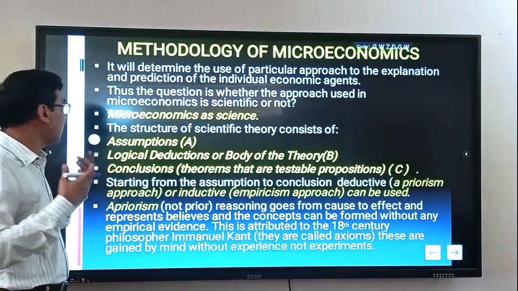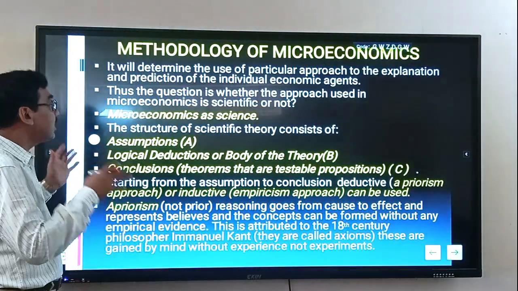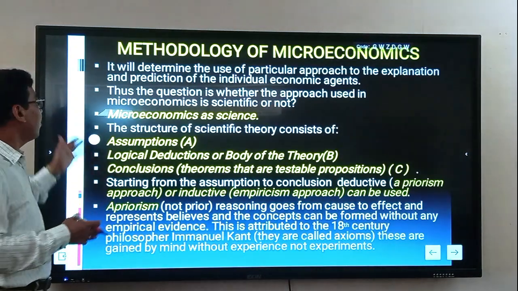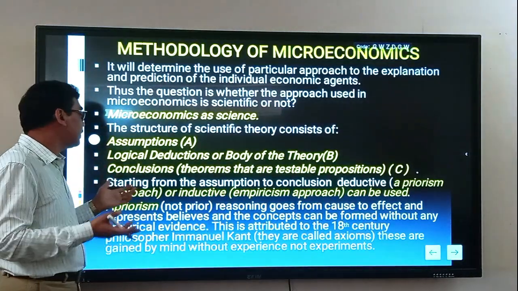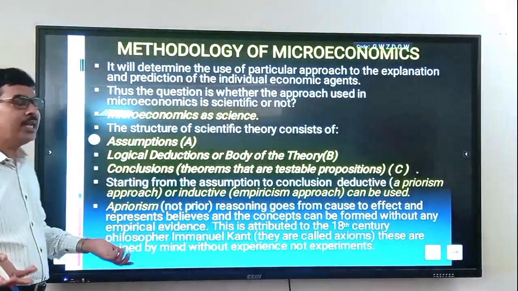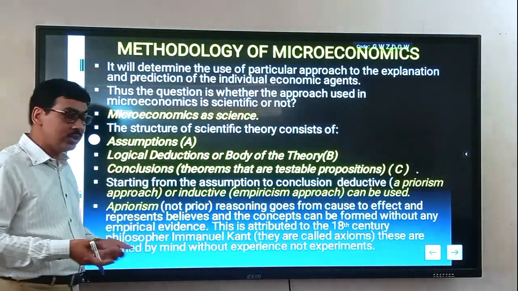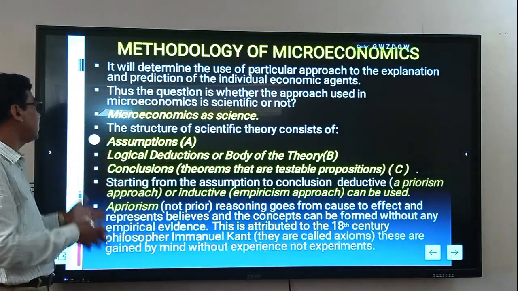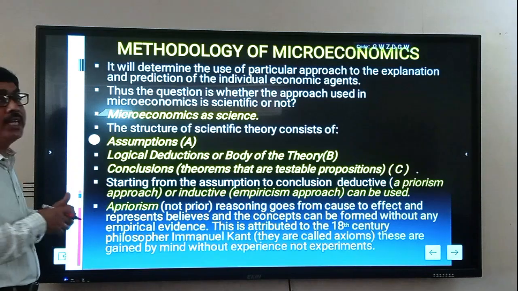And microeconomics is a science because the structure of the theories consists of a scientific approach, and the structure of any kind of scientific theory is ABC. A is assumptions, B is the body of the theory or the logical deductions, and C is the conclusion or the theorems that are testable propositions, which may be falsified or accepted. If you falsify, you go to the assumptions, you change the assumptions, you re-verify with the data, then you come again to the body of theory and you again conclude. So the ABC, which is assumptions, logical deductions, and conclusions, is the systematic structure of any kind of scientific theory.